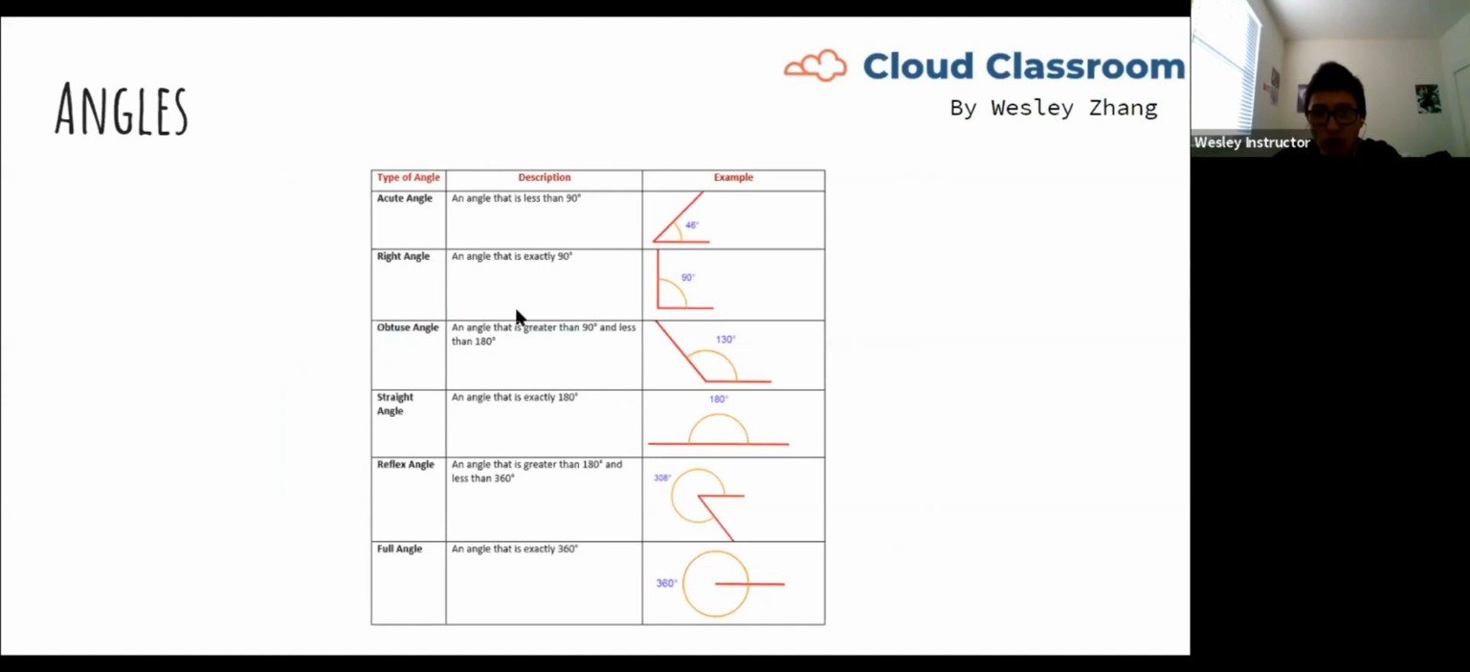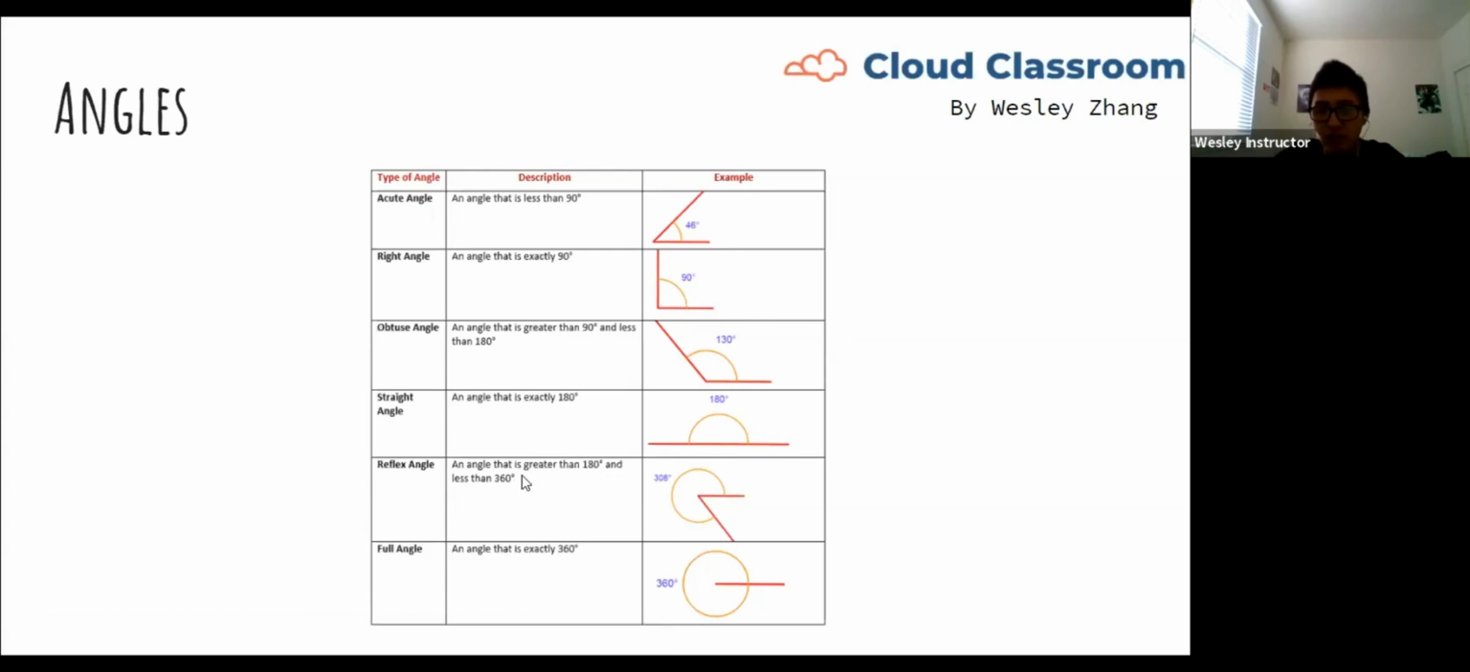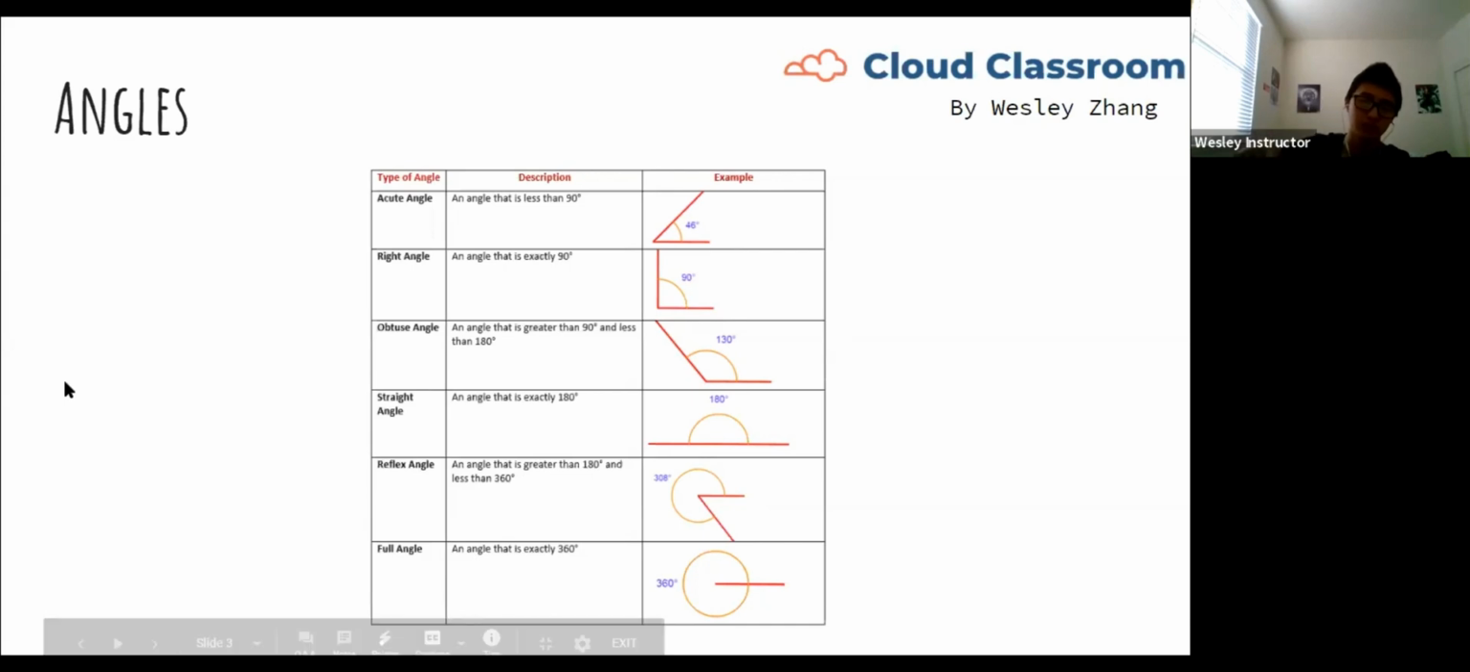A reflex angle, I've actually never been taught this at school, but a reflex angle is an angle that's greater than 180 and less than 360. So we can see here we go around the outside rather than inside the lines or the rays. And here's a full angle, an angle that is exactly 360 degrees. So 360 degrees is all the way around. So it's a circle.